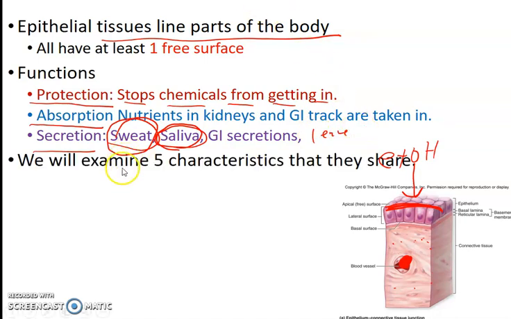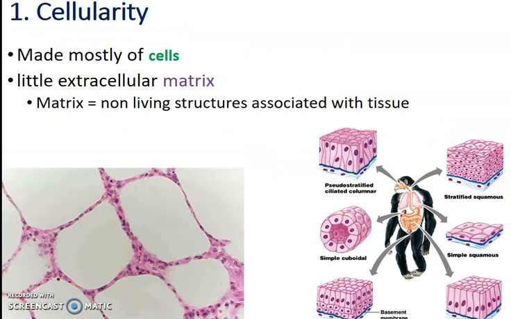Now, we are going to look at 5 characteristics they share. 3 functions, besides lining, so I guess that's a 4th function, and 5 characteristics. First, cellularity. It's made mostly of cells, epithelial cells. There's very little matrix. No, this is not a 1999 Keanu Reeves movie. This is something we'll talk about in connective tissue.